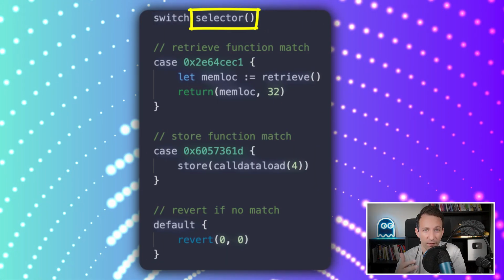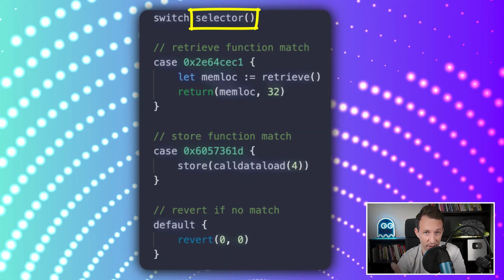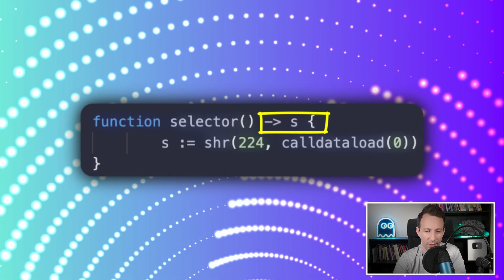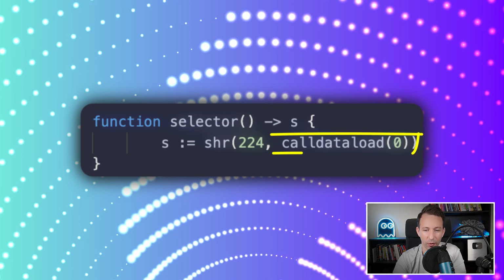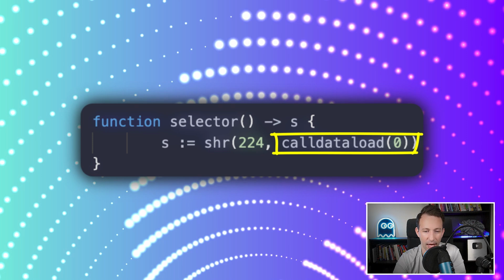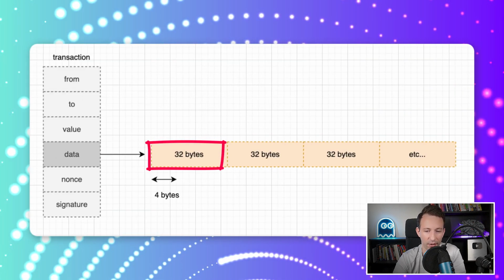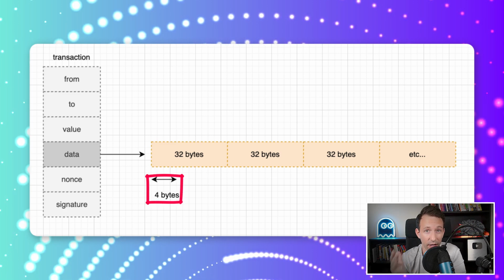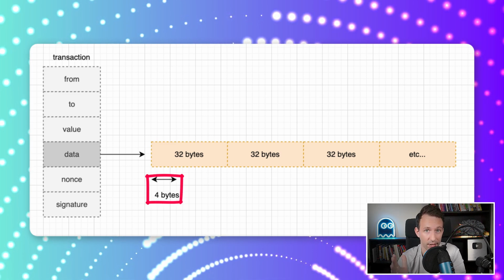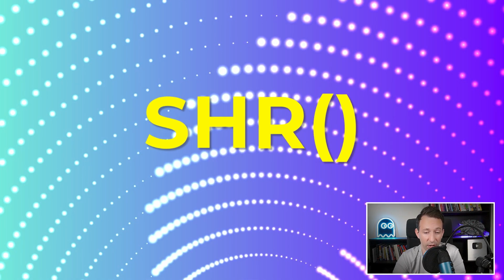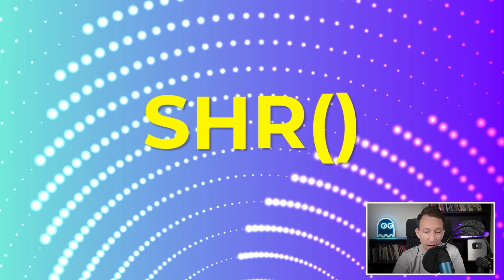This will extract the function selector from the data field of the transaction. So this function looks like this. It returns the variable s. With the calldataload opcode, we get a 32 bytes word of the data field of the transaction at position n. So here, calldataload of 0 gets us the first 32 bytes of the data field. However, we are only interested in the first 4 bytes. We are going to need some byte manipulation tricks. Specifically, we are going to use an opcode called SHR for shift right.